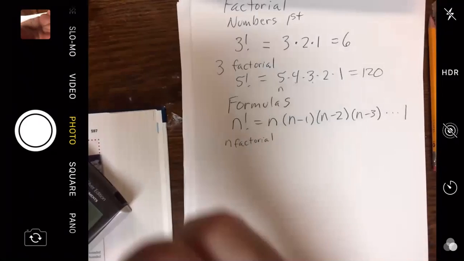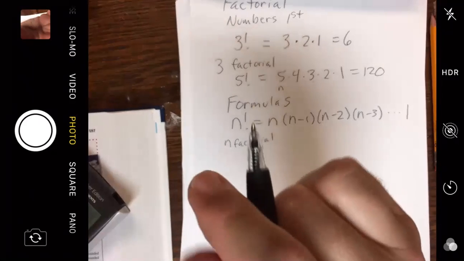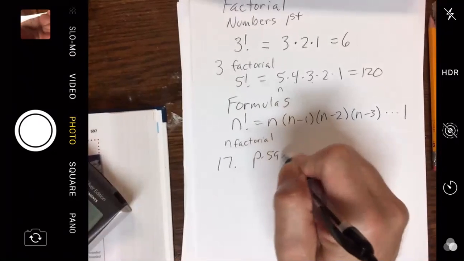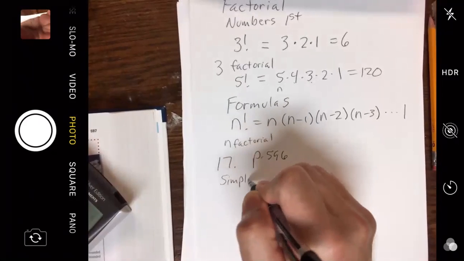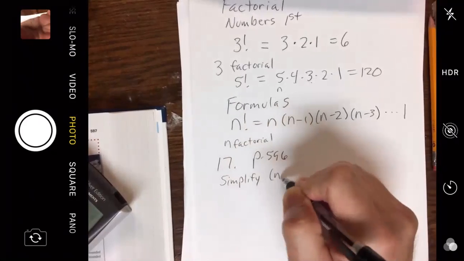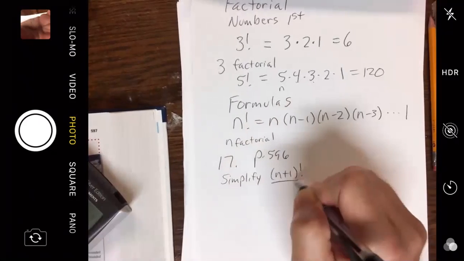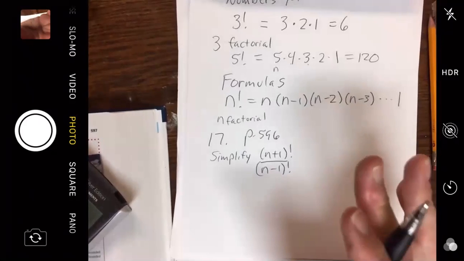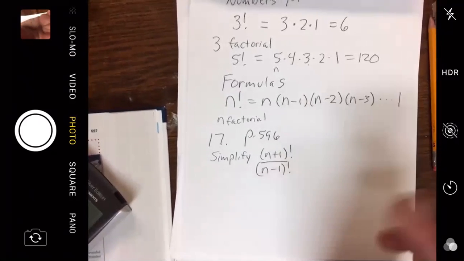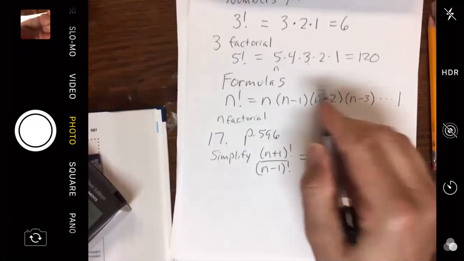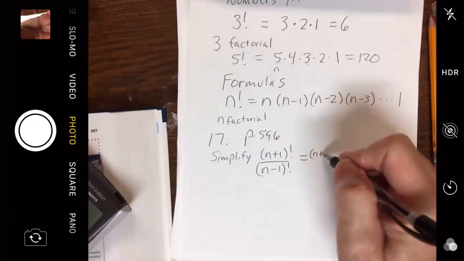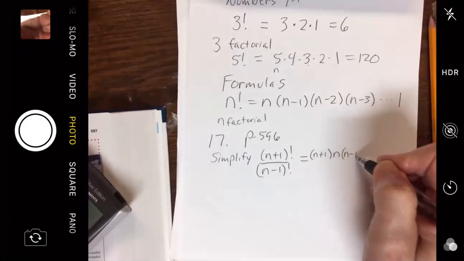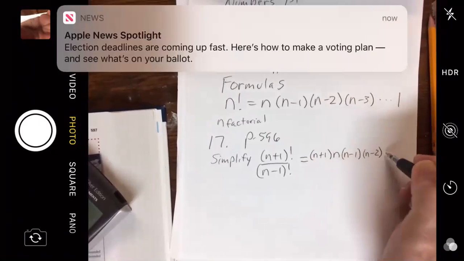Any questions so far before I show you 17? Nope. Okay, so 17, page 596, simplify n plus 1 factorial over n minus 1 factorial. There's really no calculus at all with a lot of this stuff. That's the other strange thing. Given this kind of pattern, this means you start with what's given. 1 less than that will just be an n. 1 less than that will be n minus 1. 1 less than that will be n minus 2, back to 1.